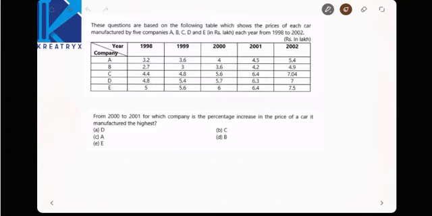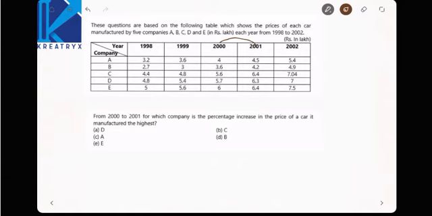From 2000 to 2001, for which company is the percentage increase in the price of a car it manufactured the highest? Okay, it seems it will be the highest. Now observe the things. From 2000 to 2001, it seems, from here to here, right? Have you observed the things? Can you find out the answer? How will you calculate this?